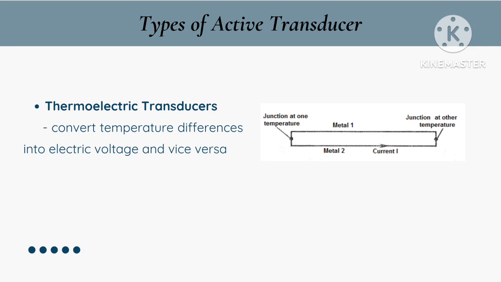Thermoelectric transducers convert temperature differences into electric voltage and vice versa. They utilize the thermoelectric effects, specifically the Seebeck effect, to generate an electrical output. The device comprises two different materials, metal 1 and metal 2, joined at two junctions. One junction is exposed to a higher temperature, which is the hot side, and the other to a lower temperature, which is the cold side. The temperature gradient creates a potential difference due to an unequal energy level of electrons in the two metals.